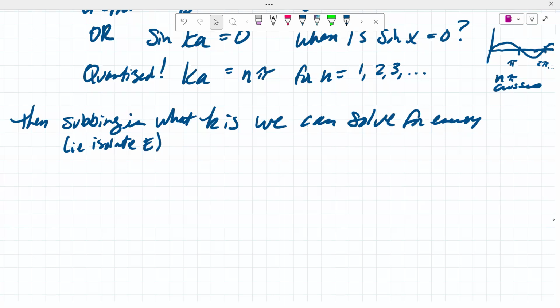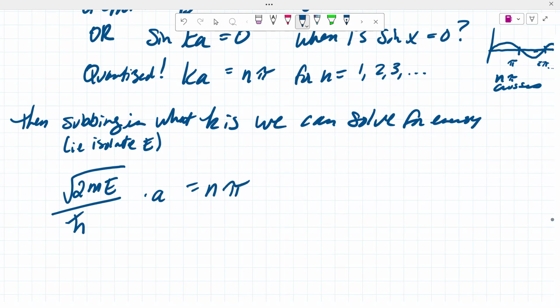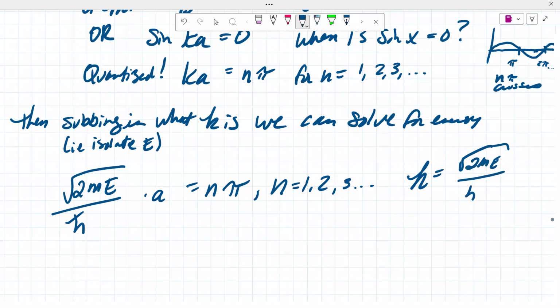So now, in other words, we have root 2mE over h bar times a equals n pi for n equals 1, 2, 3. And we just brought along the substitution for h bar, which we had written up above. So I just substitute that in.